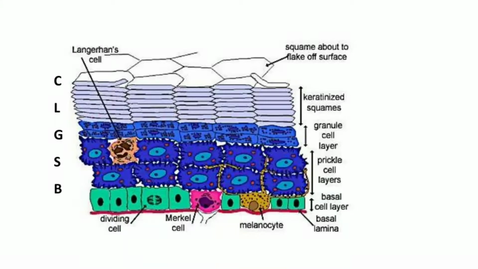So this is a diagram showing the different specialized types of cells which can be seen in the epidermis. Innermost is the basal lamina, over that we can see a single layer of basal cells. Above that, the spiny appearance of the prickle cell layer, that is the stratum spinosum. Above that you can see the granular cell layer, stratum granulosum, and above that there are keratinized squamous flat cells, and above that there are flakes of cells or degenerating cells.